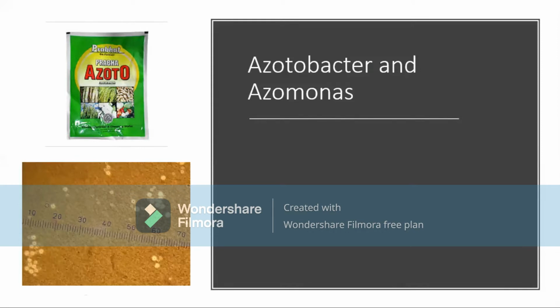Now another group is in the order Pseudomonadales. One of the members we discussed was Pseudomonas. Now some other members in the order Pseudomonadales are Azotobacter and Azomonas.